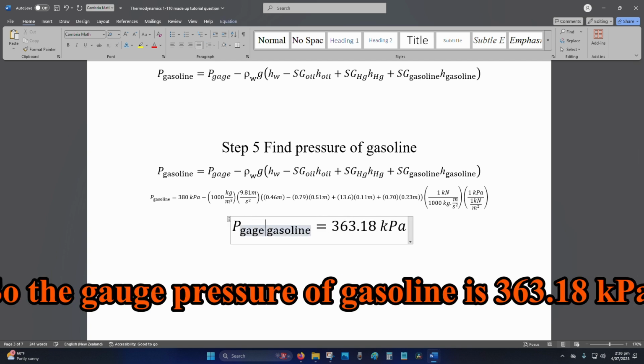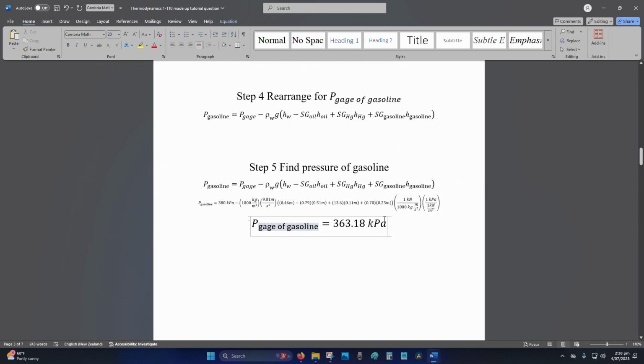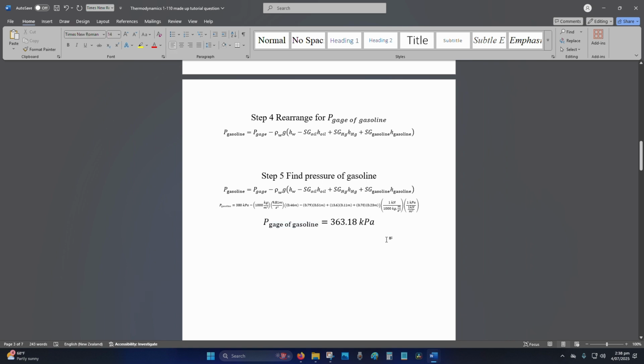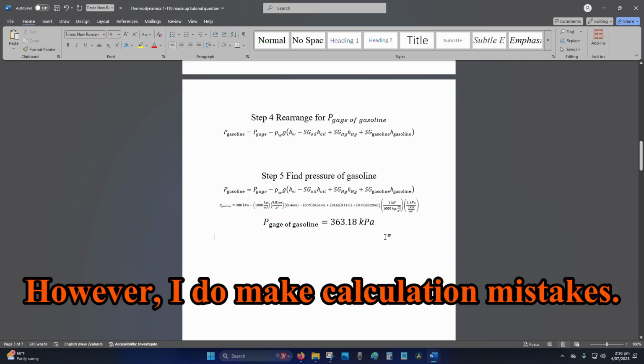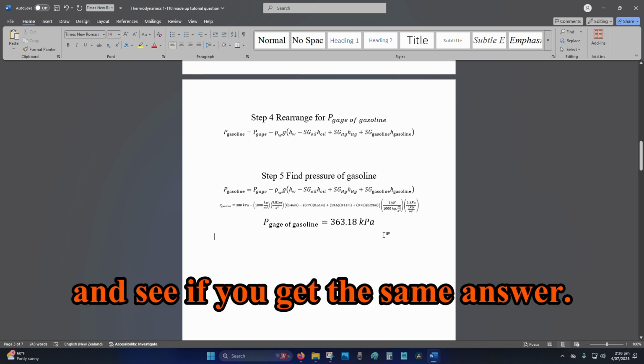So the gauge pressure of gasoline is 363.18 kPa. Disclaimers: the method is correct. However, I do make calculation mistakes. I encourage you to solve it yourself and see if you get the same answer.